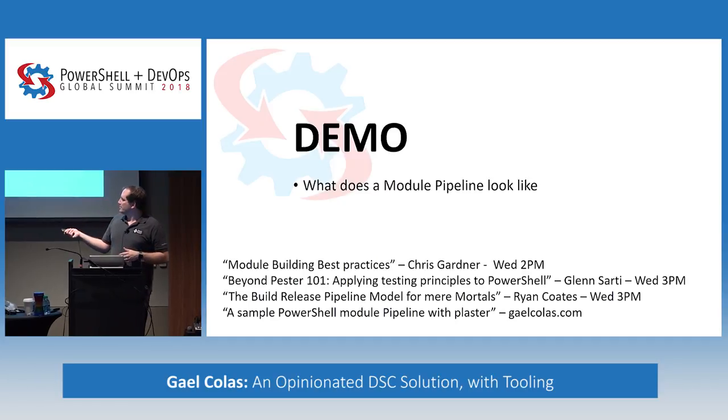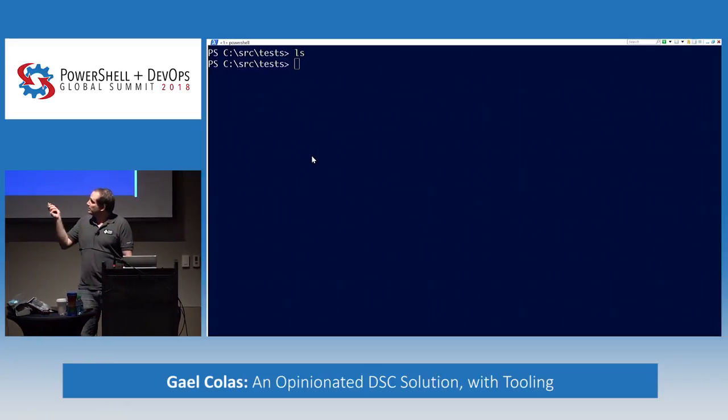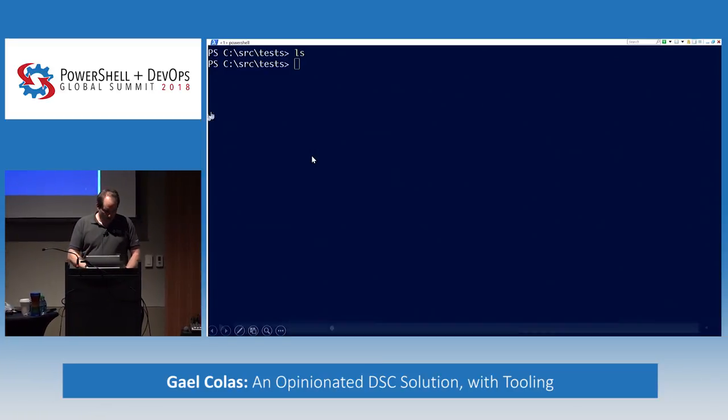And there's also a build release pipeline model for mere mortals. It's more about the infrastructure. I checked with Ryan. And a sample PowerShell module pipeline with Plaster. I have an article about this, which is going to be shown here in this demo. So it's going to be very quick. This is just a module pipeline to give you the principle.